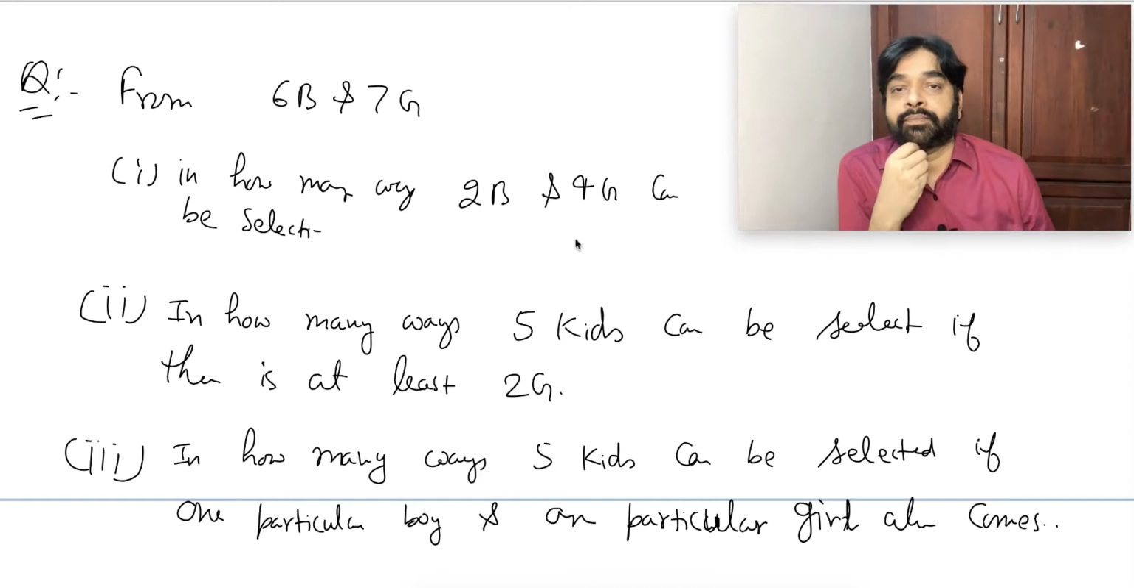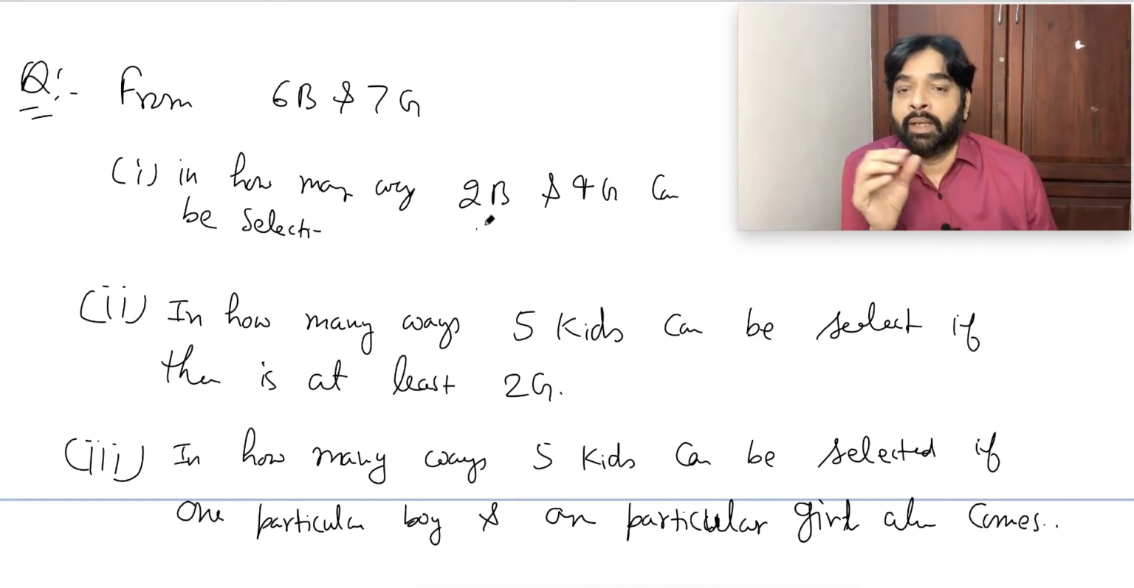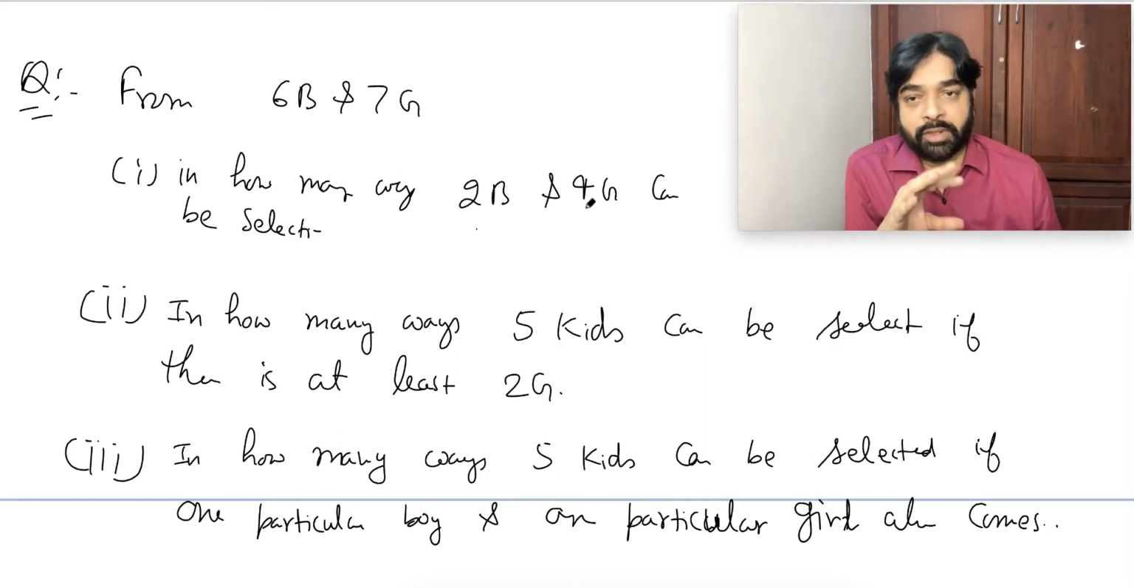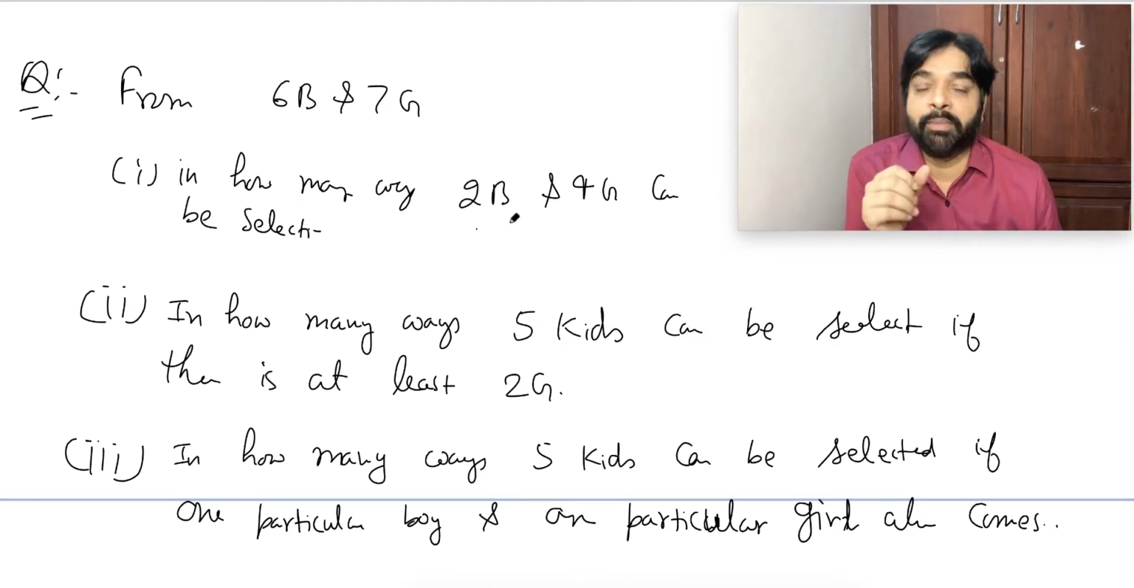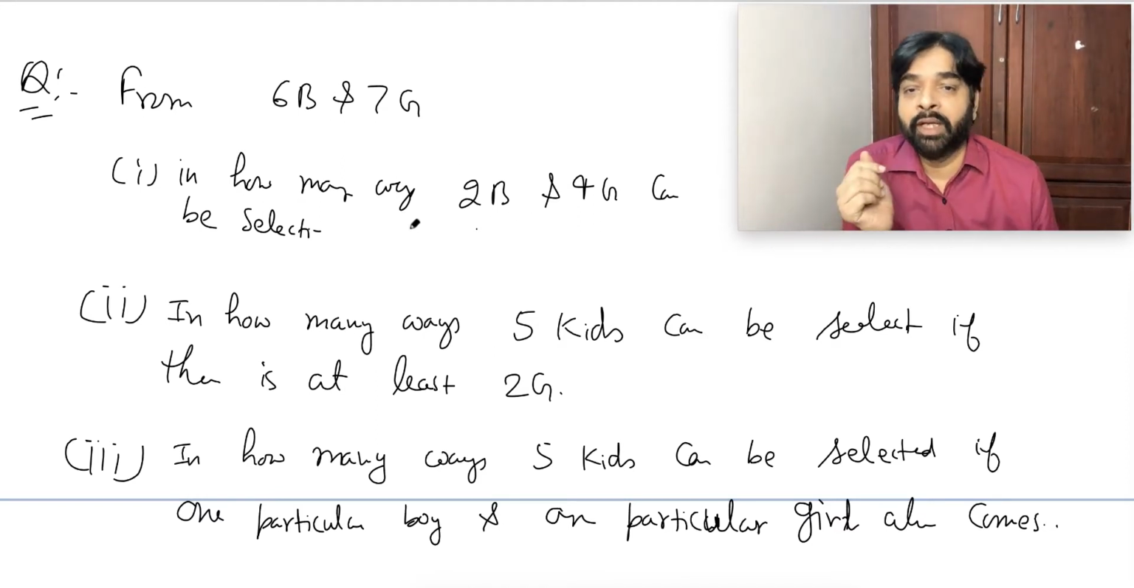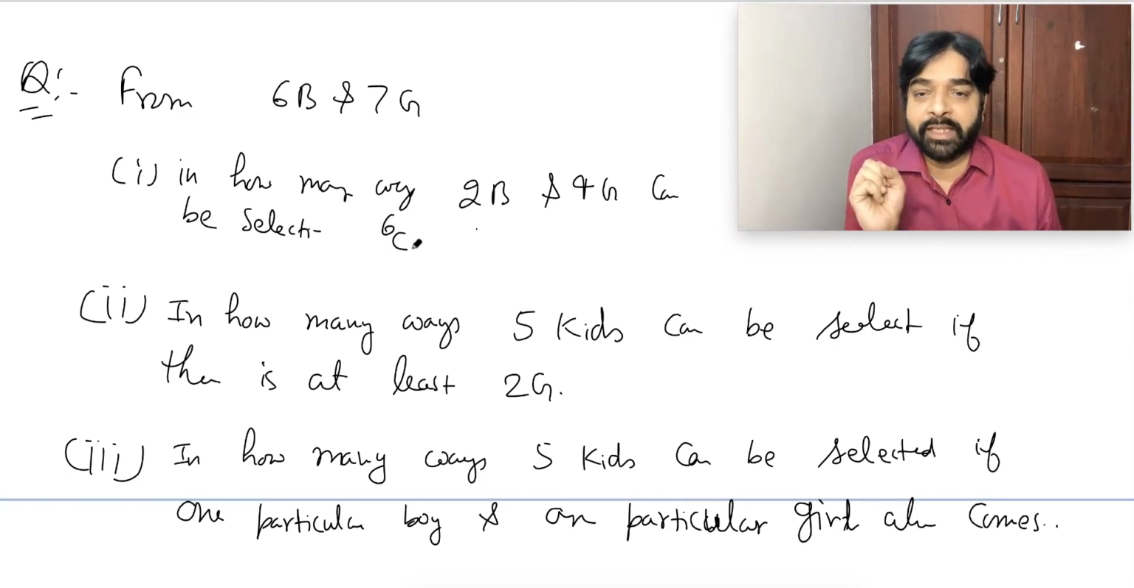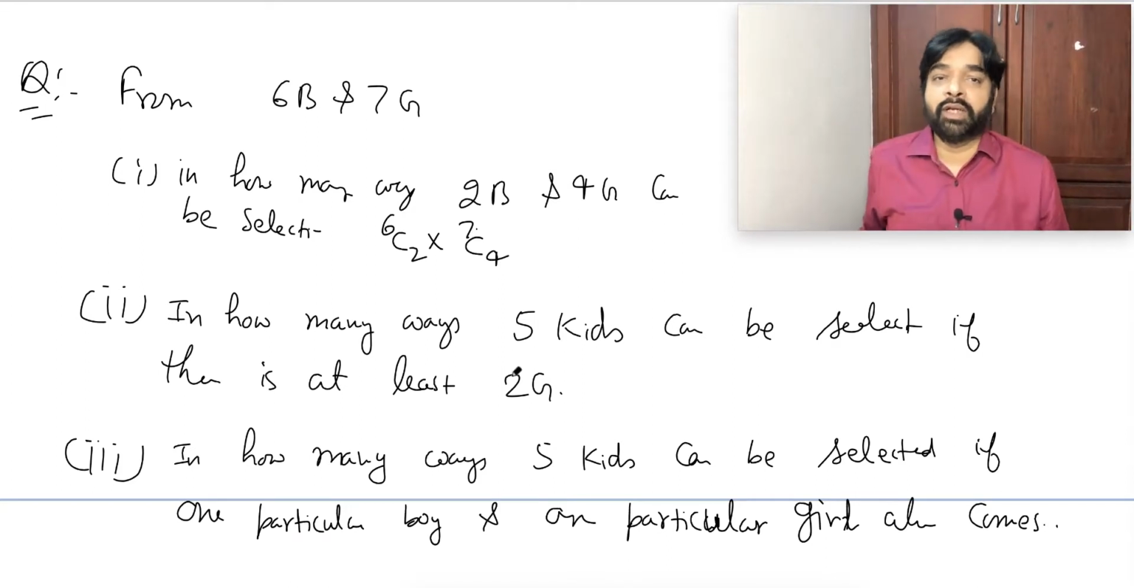Done. Check it here. I have to select 2 boys and 4 girls. How many boys are there? 6 boys. Boys will come from the boys group only, so I want 2 boys. From 6 boys, how many ways can I select 2 boys? I will say 6C2, and "and" means multiplication. 4 girls, 7C4. I hope all of you got it.